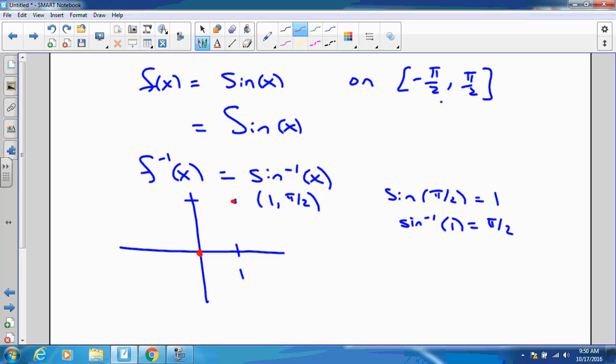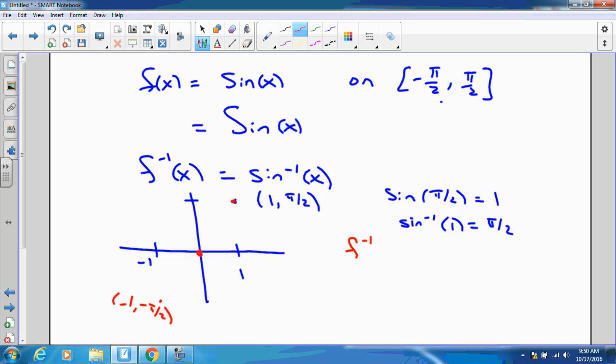And I know that the inverse sine of 0 will certainly be 0. And I know that the inverse sine of negative 1 will certainly be negative pi over 2. And so there's our 3-point solution.